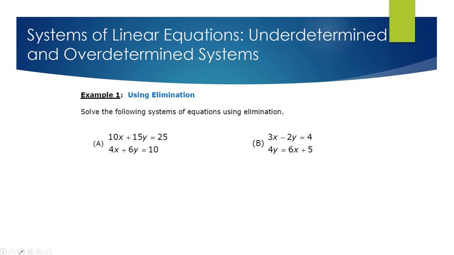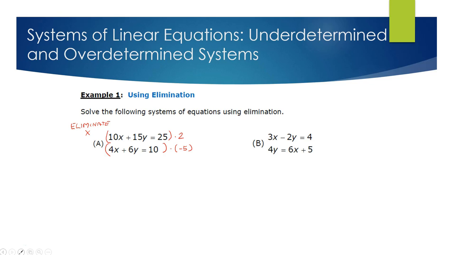So for part A, I chose to eliminate x's. No other reason. I mean, 10x and 4x, I'm going to have to alter both of them. And I did the same thing for 15 and 6, but I chose to eliminate x's. I noticed that 10 and 4 are both factors of 20.